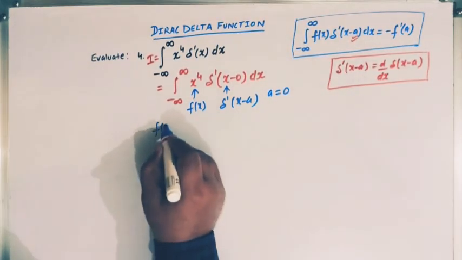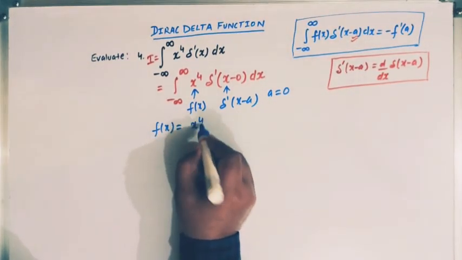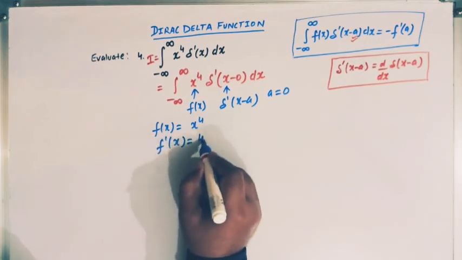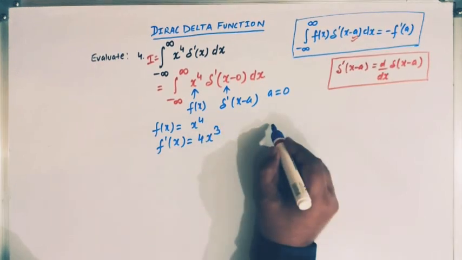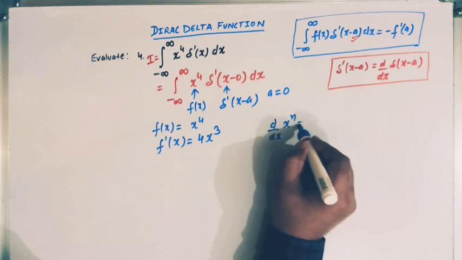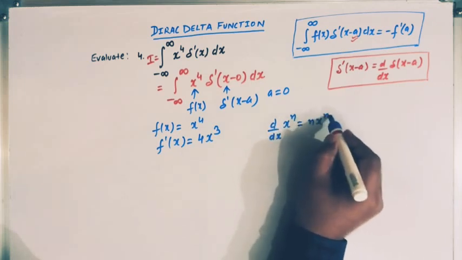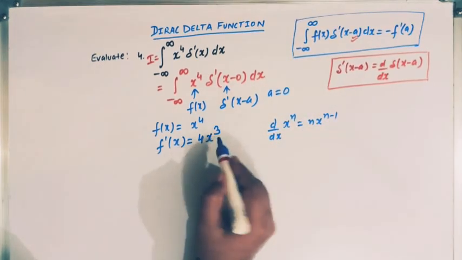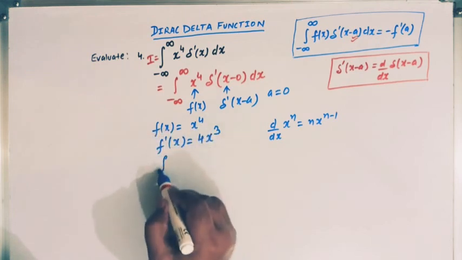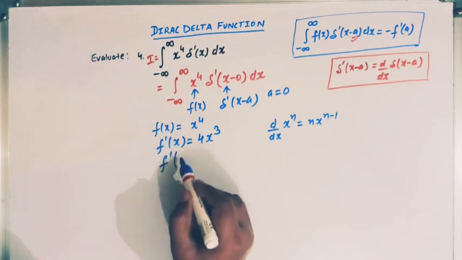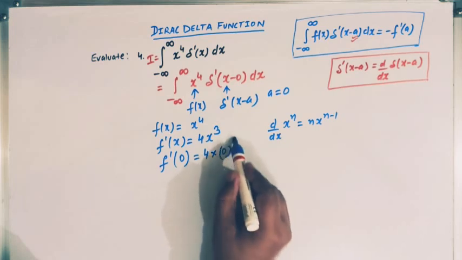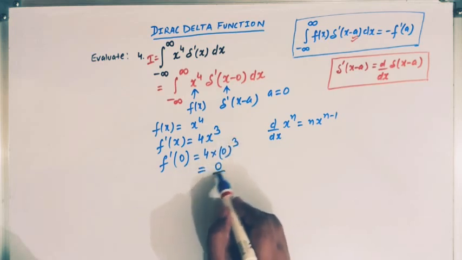So here we have f of x, that is x raised to 4. Let us find the derivative, f prime of x, which is 4x cube, because here we have applied the rule: the derivative of x raised to n is n x raised to n minus 1, right? So the derivative of f of x is 4x cube, and let us find the value of f prime of 0. So this is 4 times 0 cube, and this is 0, right?